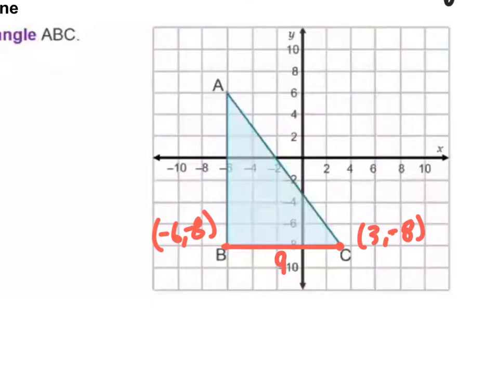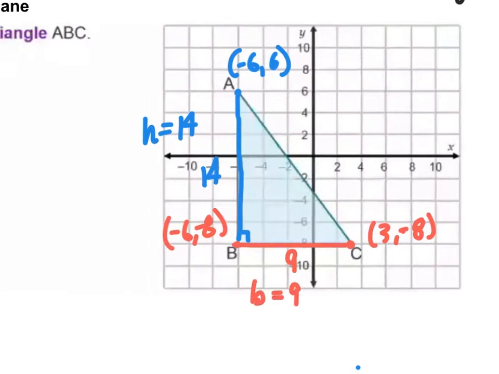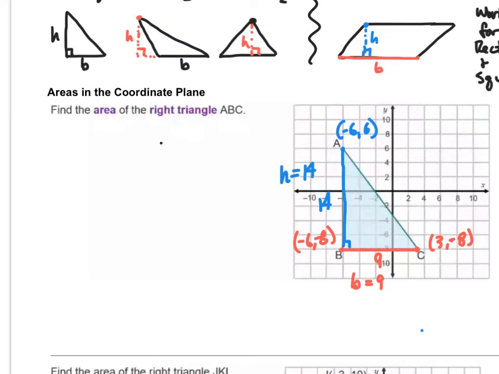Now the other thing I need to do is find my height. My height is this vertical length from A to B, and I know that because it's going to form a right angle there. This is the point -6, 6, and if I just count these values from 6 down to -8, that's going to be a length of 14. So now my height is equal to 14 and my base length is equal to 9. Now I need to come over here and calculate my area.